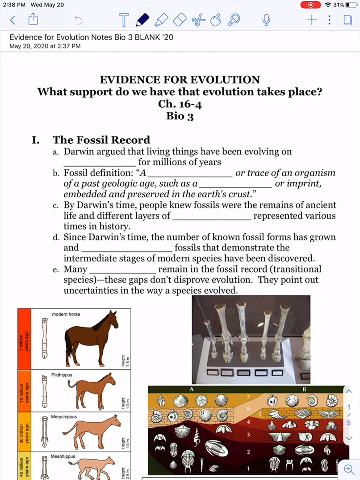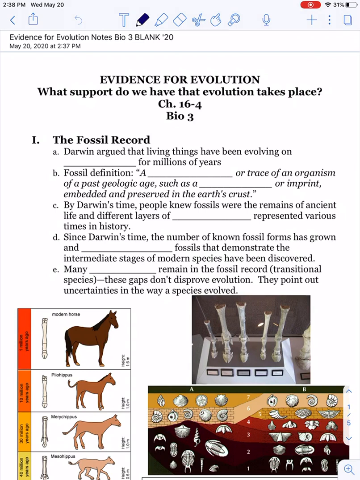These notes are from Chapter 16, Section 4 of your textbook, and these notes outline what evidences we have that help support Darwin's theory of evolution. And so each Roman numeral, I'm going to go over one of the major evidence items that we have that support the theory of evolution.